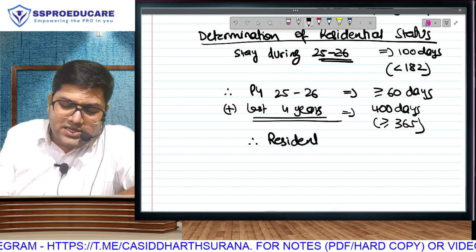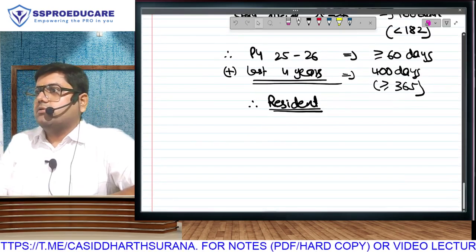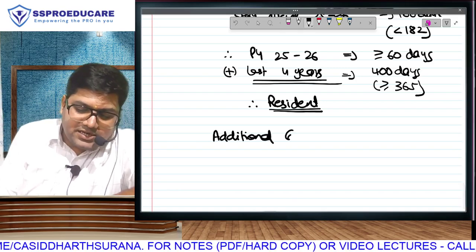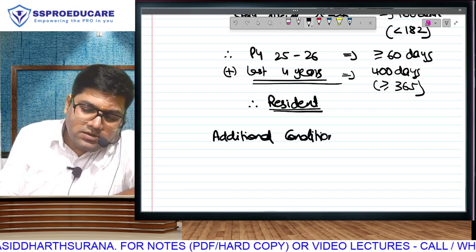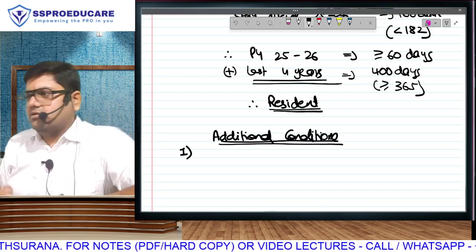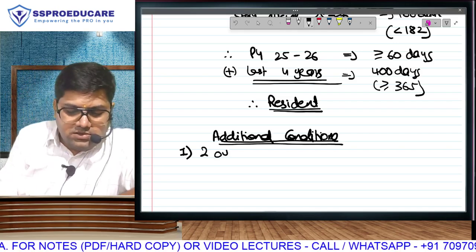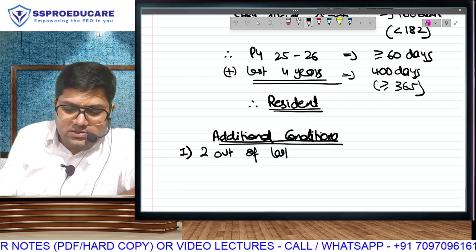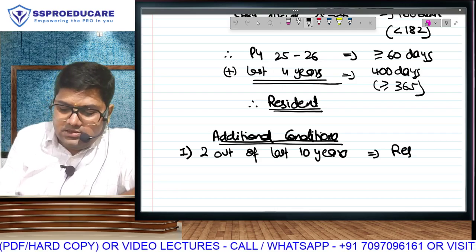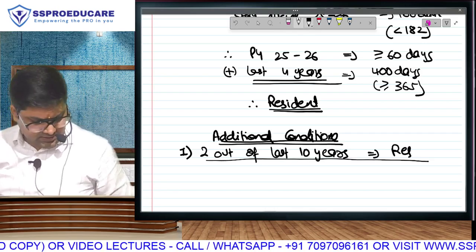Now, because he is a resident, your question is not over. You will have to go and check the additional conditions for ROR or NOR. What is the first condition? Two out of the last 10 years. What does he need to be? He has to be a resident. How do you say so fast?